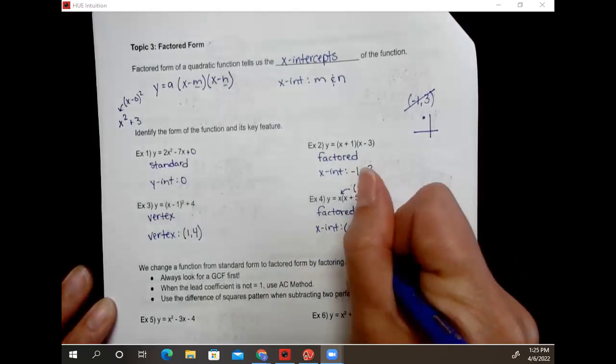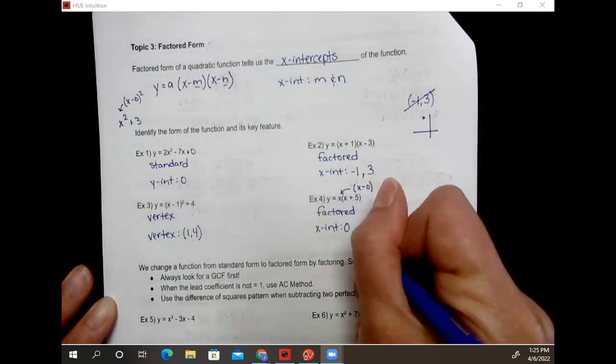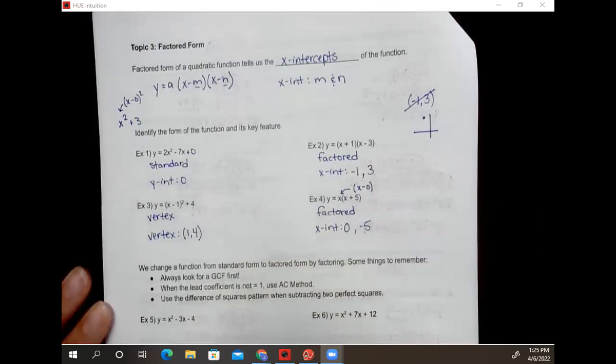Yeah, 0 from the x and -5. Good. Questions for me so far?